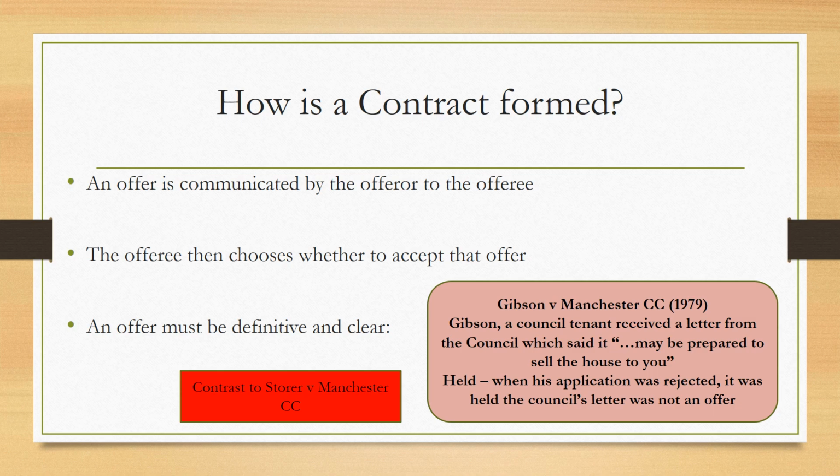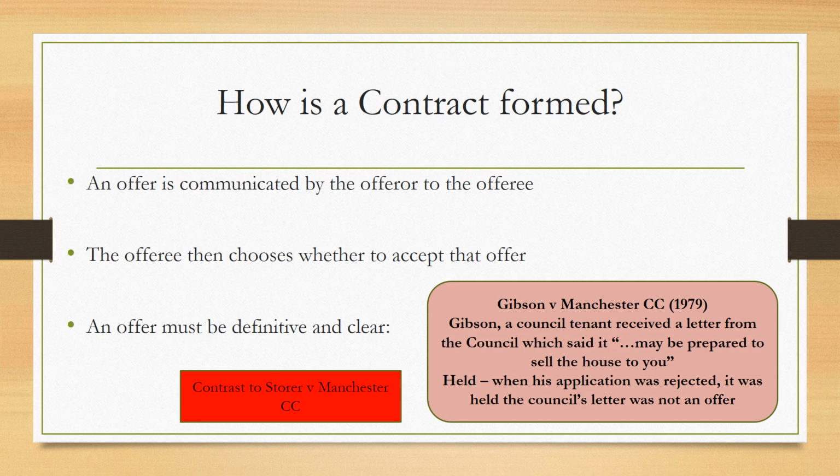And there are two cases that really nicely establish this, I believe. You've got two cases about claimants who wanted to buy their local authority or council homes from the council. So you have Mr. Gibson, who wanted to buy his home from Manchester City Council, and the council said to him in a letter that it may be prepared to sell the house to him. So then when he made his full application and it was rejected, he tried to sue the council for going back on the contractual offer.